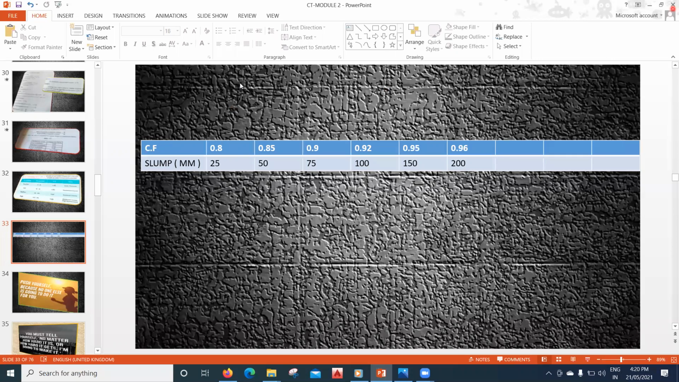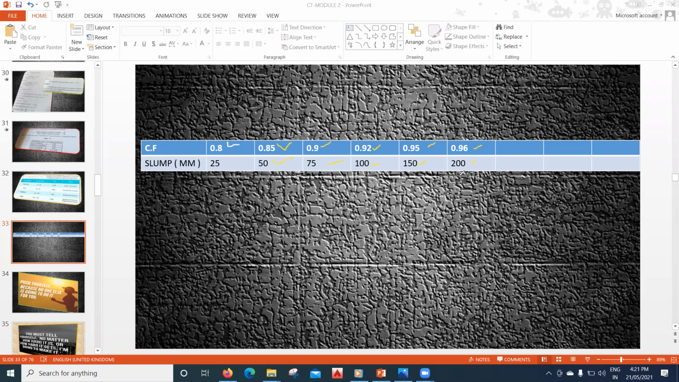There's one demerit in the compaction factor test. Let us say my compaction factor is 0.80, corresponding to that my slump is 25. Similarly, for the next one the compaction factor is 0.85, and corresponding to that I'm getting a slump of 50. For 0.9 I'm getting 100, for 0.92 I'm getting 125, for 0.95 I'm getting 150, and for 0.96 I'm getting a slump of 200.